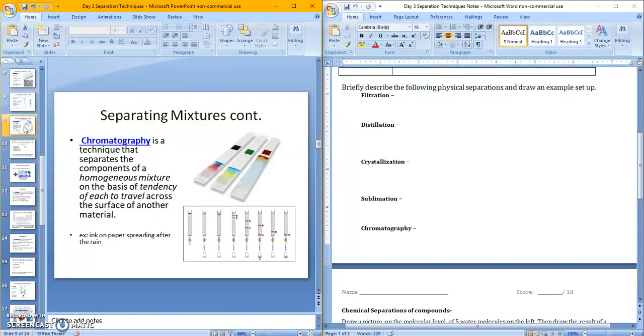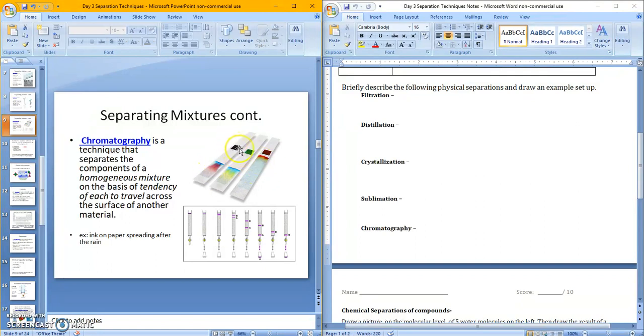The next way is chromatography. Chromatography is based on the ability to travel across a material. You have probably spilled water on a piece of paper and noticed that your pen or marker starts to spread up the paper. That is because of polarity. Water is polar, and so it grabs onto the polar ink, and the polar ink is then dragged up the piece of paper, like you can see on these examples right here.